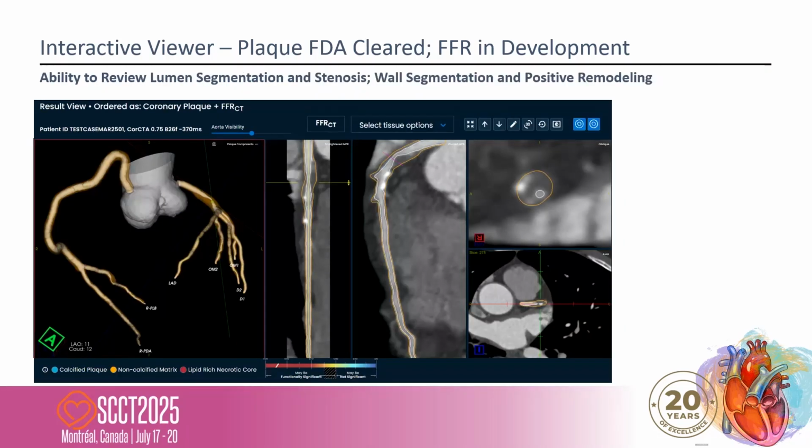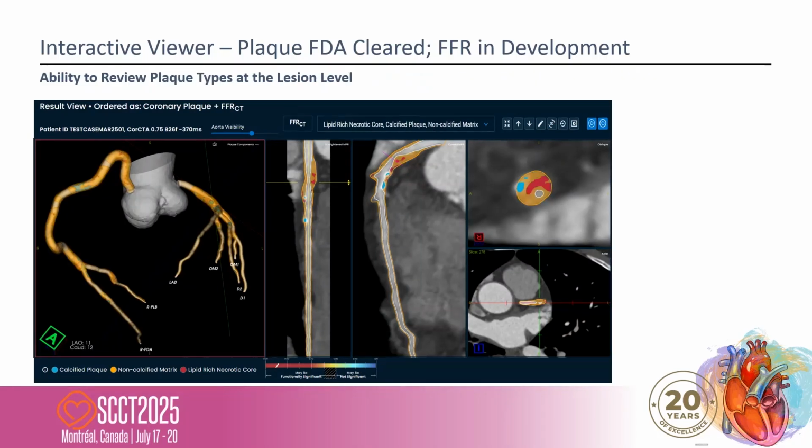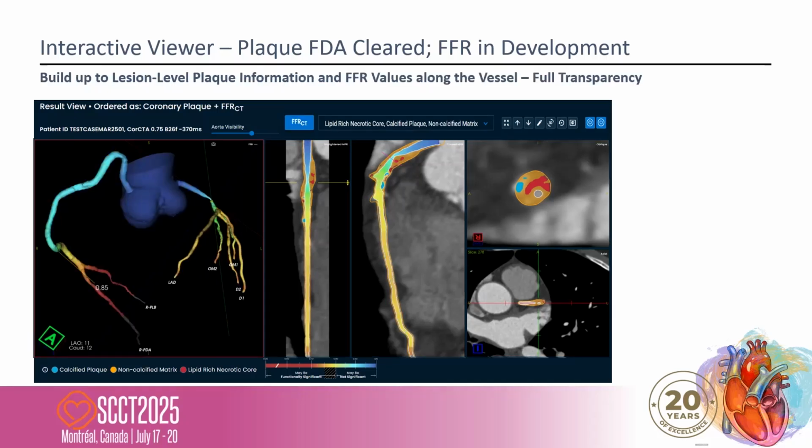You can see where Elucid put the lumen and the wall, and you can agree or disagree. In that stenosis, the positive remodeling, you see that remodeling, you probably say, okay, there's probably a lipid-rich necrotic core there. And that's in this yellow non-calcified matrix, as well as the calcified in blue. So with that, you get an FFR value that's fully integrated with your plaque, and then you can see the building blocks of how we got to, say, a 0.78 FFR, and you can make a clinical decision.